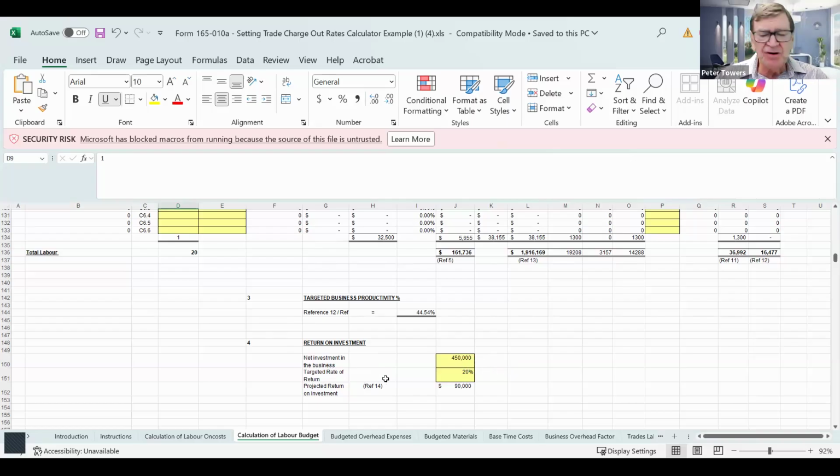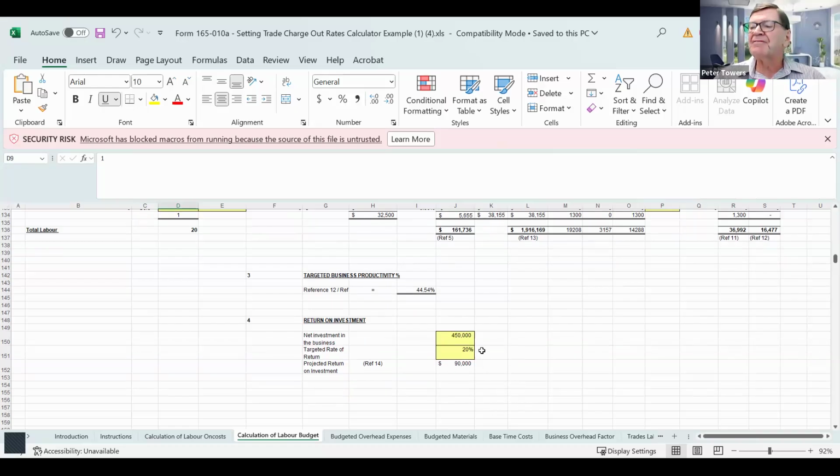What targeted rate of return do they want? They nominated 20%. So obviously we're targeting a profit of $90,000. If you don't want to fill in the investment or the rate of return, you just want to fill in an amount of profit, you can do so. And that figure is going to be picked up in the later calculations.